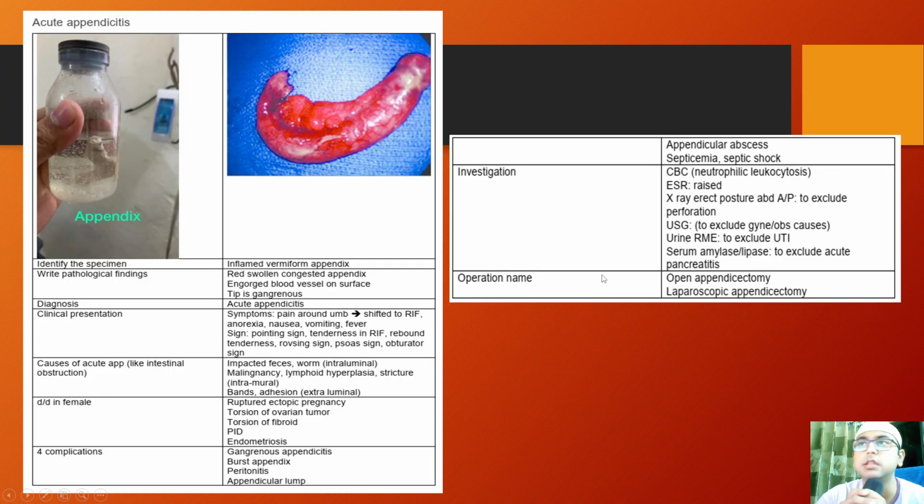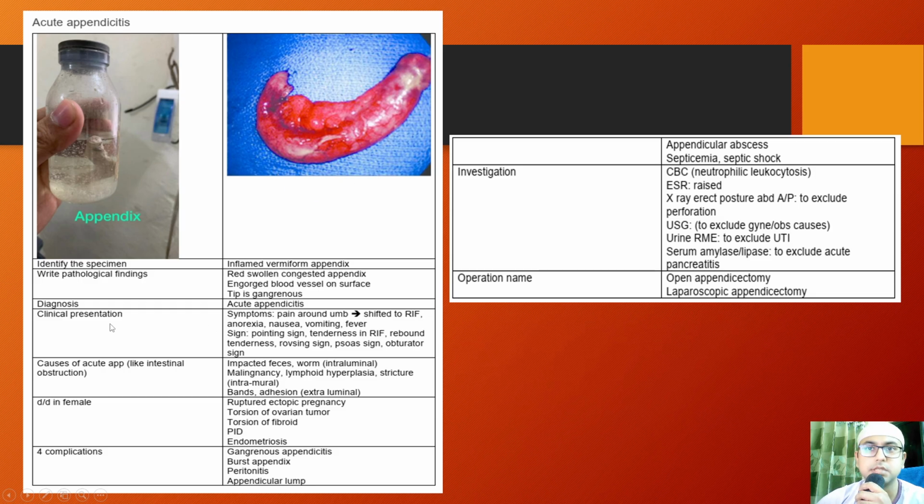Okay, the first one is appendix, which is very common in MBBS exams and also the MCPS and FCPS exams. So identify the specimen. This is the inflamed vermiform appendix, and describe the lesion: a red, swollen and congested appendix, with engorged blood vessels on the surface, and the tip is somehow color changed, so this is almost gangrene. You can see the violet color here in the tip. And so what is the diagnosis?